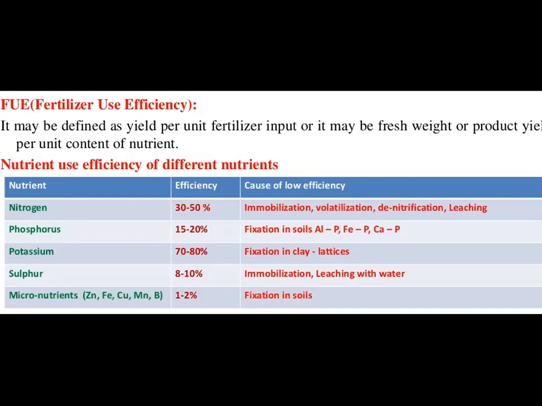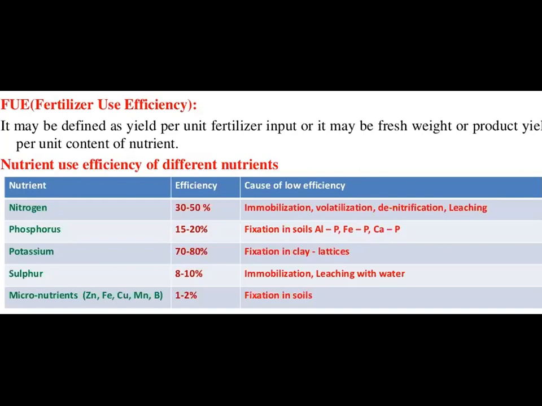denitrification, and leaching losses. Then phosphorus efficiency is up to 15 to 20% because phosphorus has a tendency to get fixed in soil, so its efficiency is decreased. Potassium has high efficiency, that is 70 to 80%. It has a limitation of fixation in clay only.